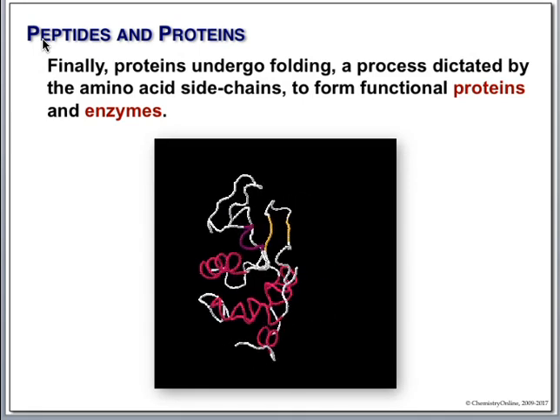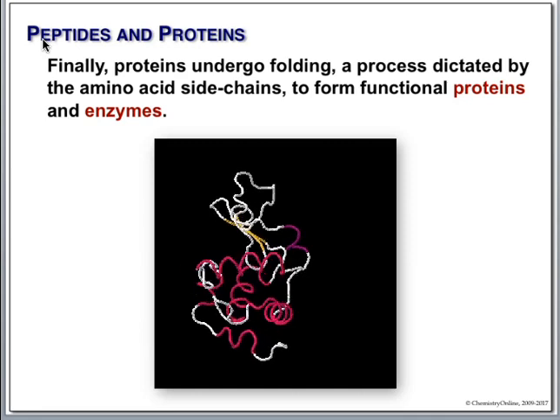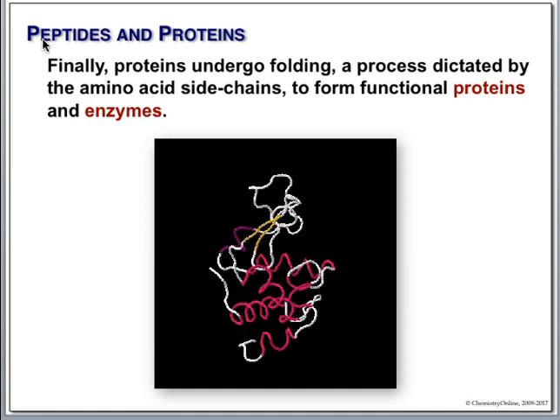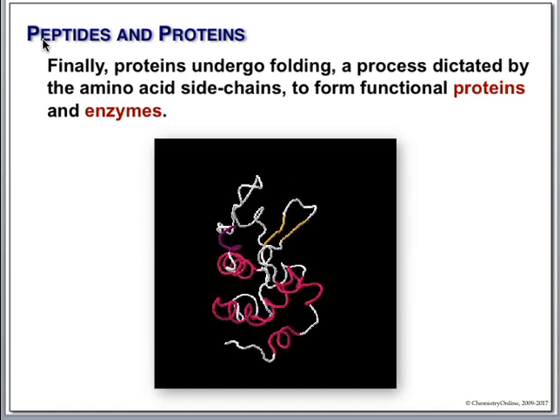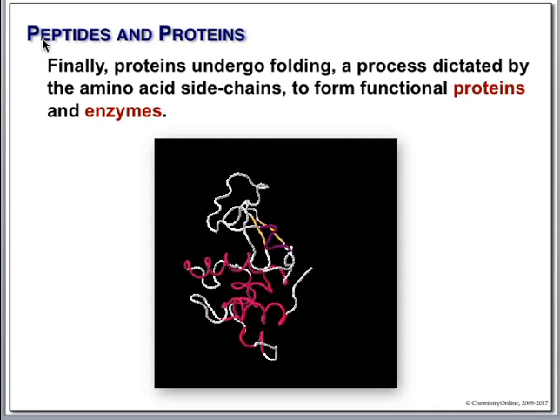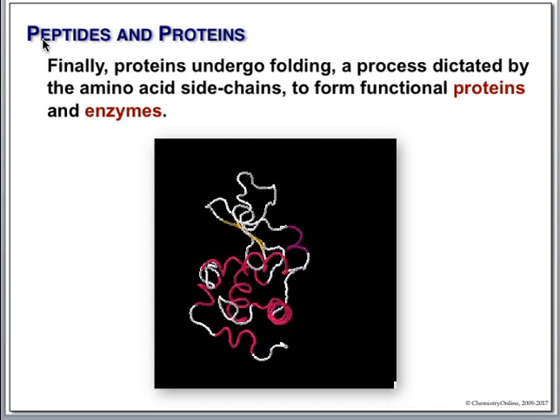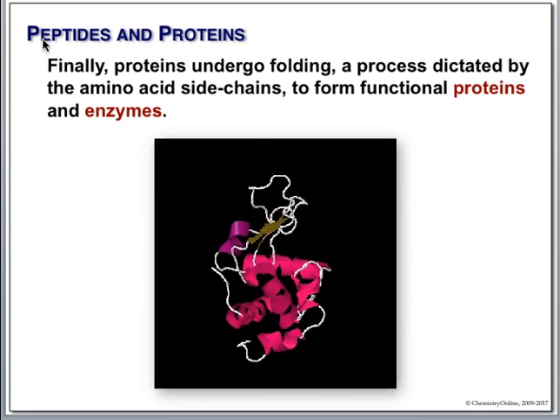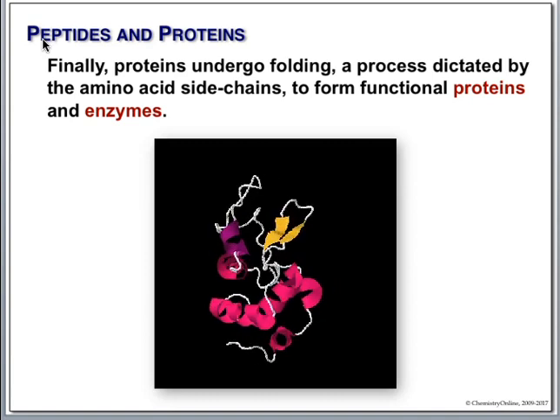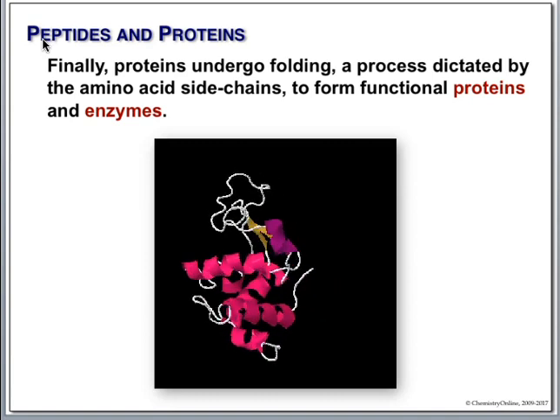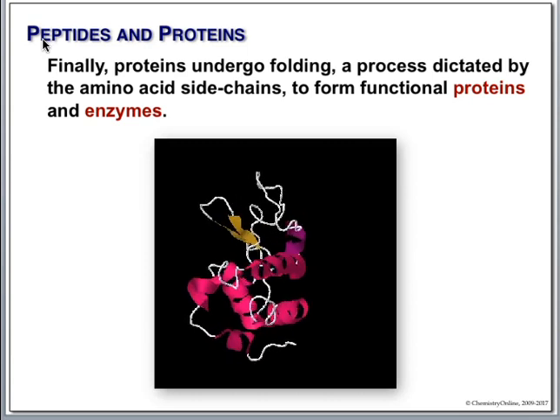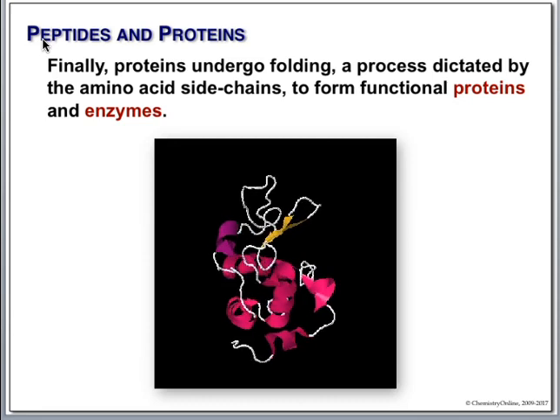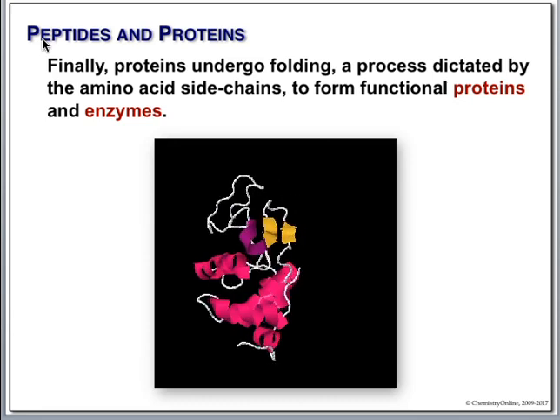This is a model of lysozyme. It's an enzyme. See the little curlicues? Those are called alpha helices. That's where the amino acids hydrogen bond to each other to form this helix structure. This up here is called a beta sheet. Here's just another way to look at it. You can see the alpha helices as they form. This is a unique protein shape that all lysozymes will have.